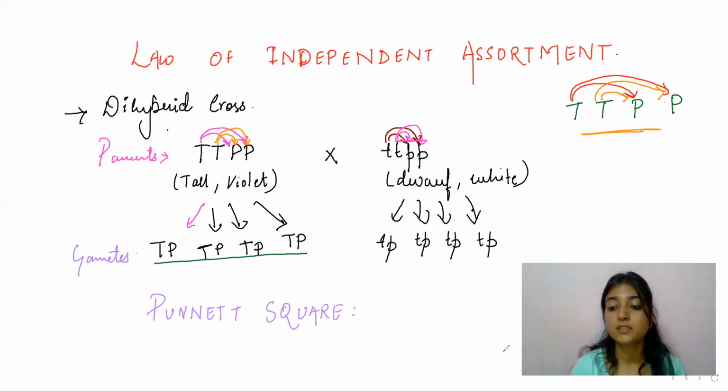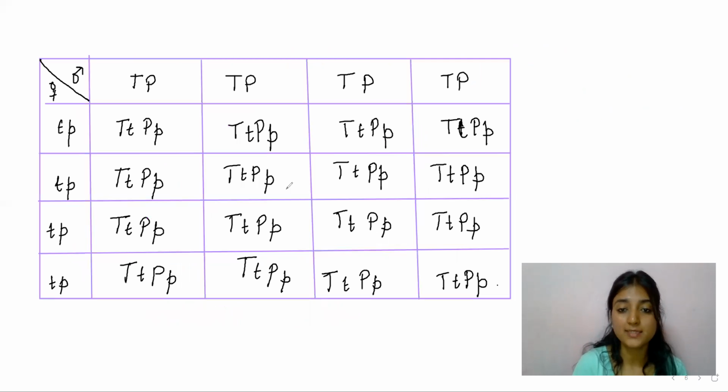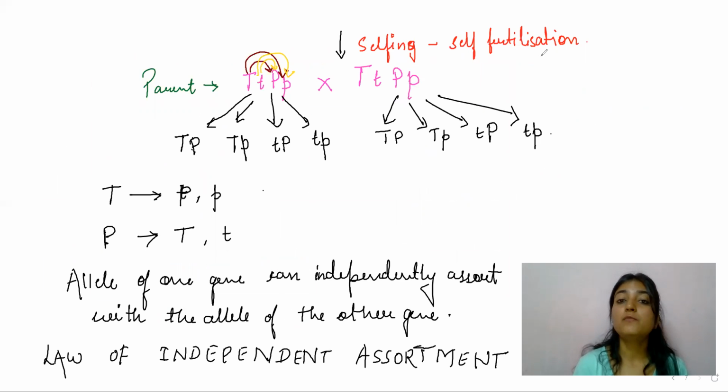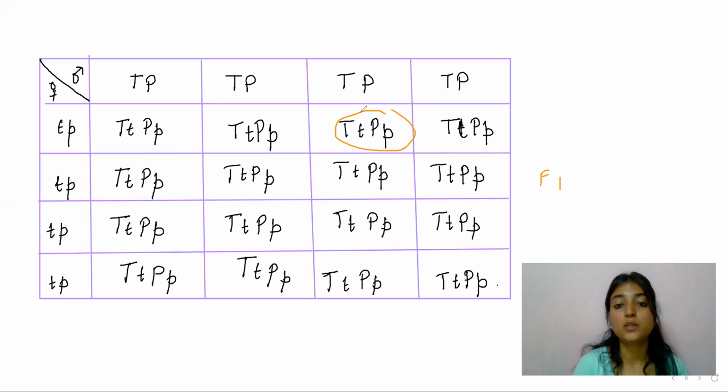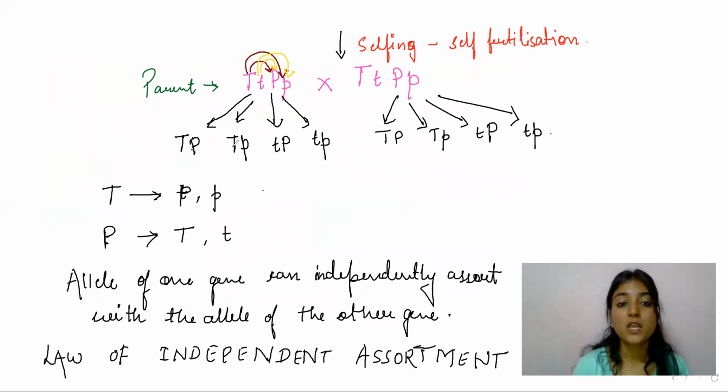We made the punnett square, we crossed it and we got this punnett square as the F1 generation, and then we selfed it. Self means self fertilization. Now the parents here will be the offspring obtained in the F1 generation, capital T, small t, you can see here, this we got. Now we are doing the selfing.